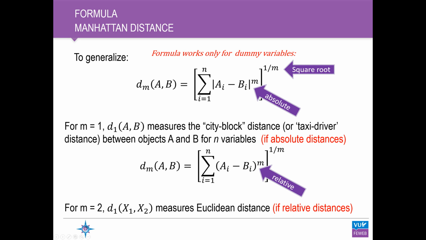Now, if we also rewrite this formula to make it like Euclidean distance, we would remove the straight lines and replace them with round brackets. So we don't take the absolute differences, but we take the relative differences. M is now no longer 1, but it's 2. So we square them here, and here we take the square root. So you see that they are very similar. But the difference is that for the Manhattan distance, you sum the absolute differences, which are only relevant for dummy variables, and for the other, it will be the relative distances.